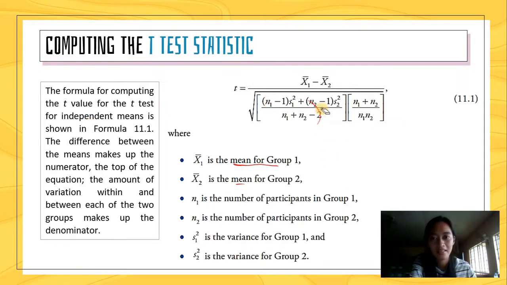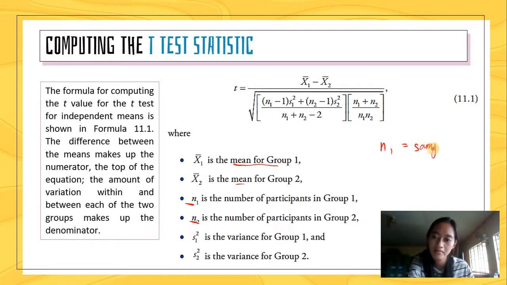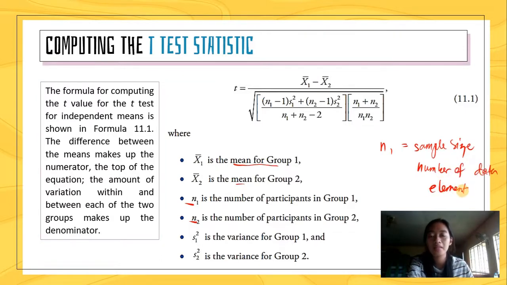So we have a bunch of things to plug in, and first we just have to find these values and then place them here. For n sub 1 and n sub 2, this represents the number of participants per group, so you have to count n, or the sample size, or the number of data elements that you got. Pila ka book sila in a group, as well as n sub 2.